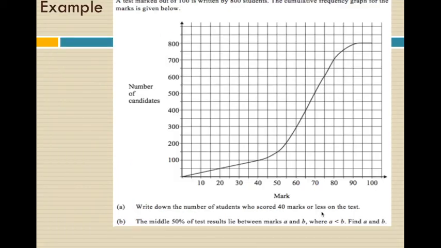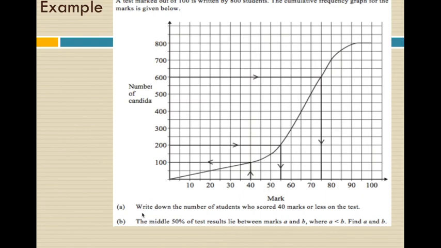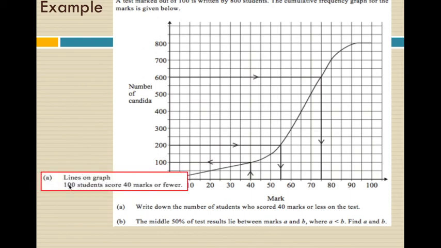Okay, another example. In part A, it says write down the number of students who scored 40 marks. Okay, so you look at the mark axis, find 40, you go up, find the intersection, and then you go across, right? So there are 100 students who scored 40 marks or fewer.